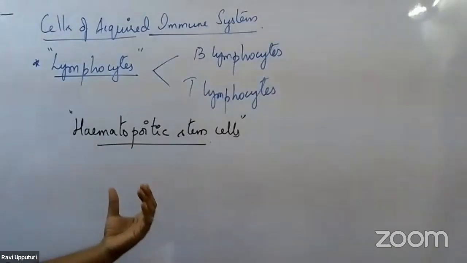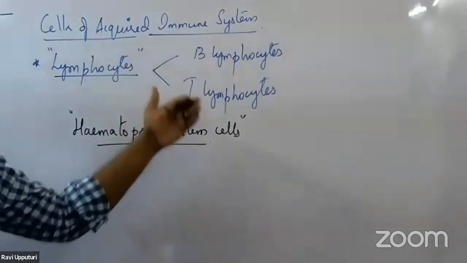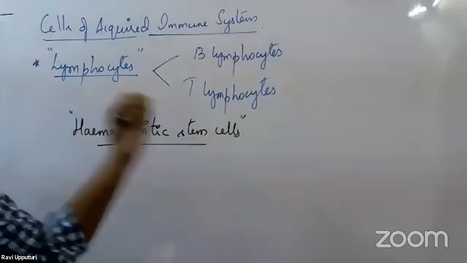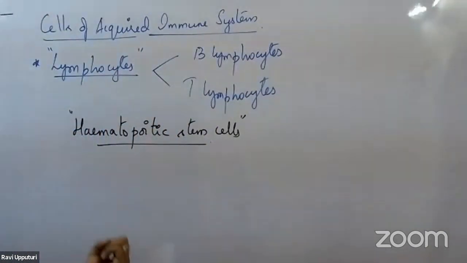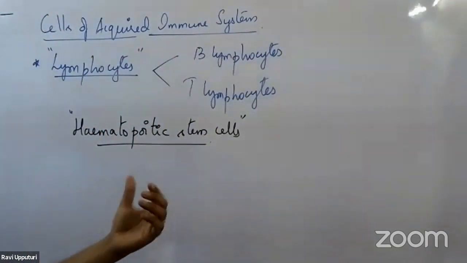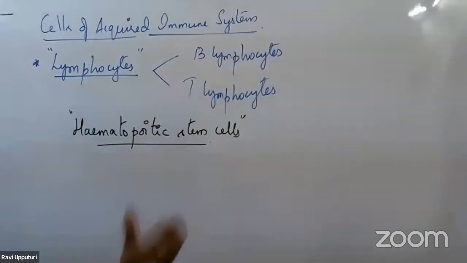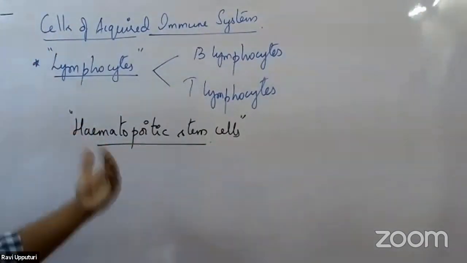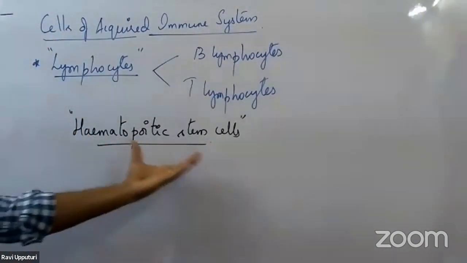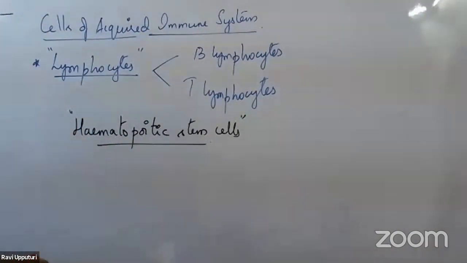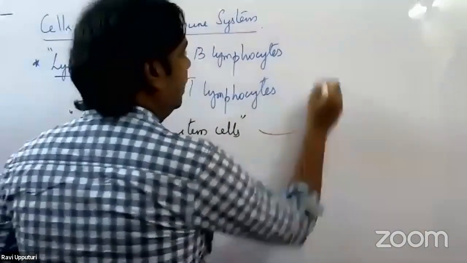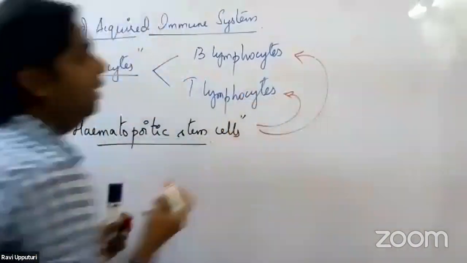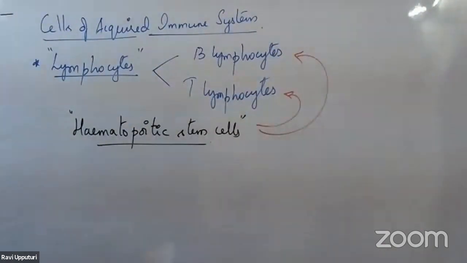When we talk about bone marrow, we know that there are two types of bone marrow present. One is called the yellow bone marrow and the other is the red bone marrow. Yellow bone marrow is usually present in the shaft region, whereas towards either end, the epiphysis part, we have the red bone marrow. In the red bone marrow, from these hematopoietic stem cells, both the B lymphocytes as well as the T lymphocytes are formed.